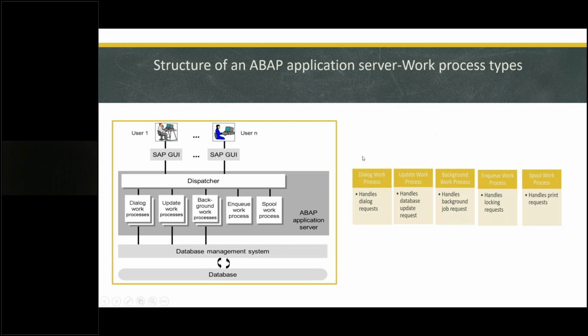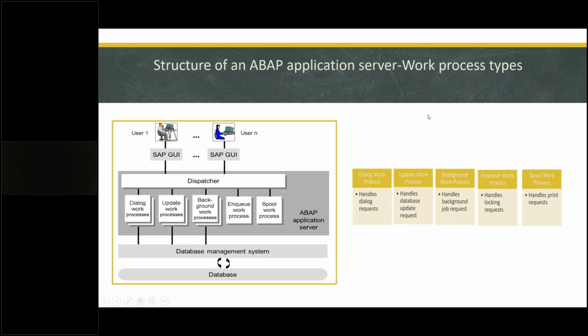Okay, so now for this configuration: how many work processes need to be configured in one application server, how many update work processes, everything will be configured by the Basis team. Let us say you have 50 dialog work processes, 5 update work processes, 10 background work processes, 2 or 3 spool and one enqueue work process. Everything will be configured.